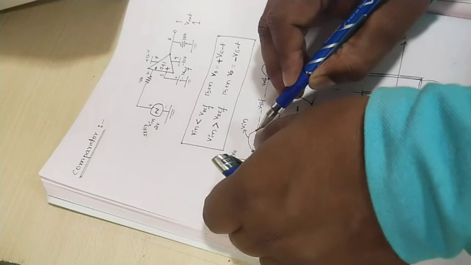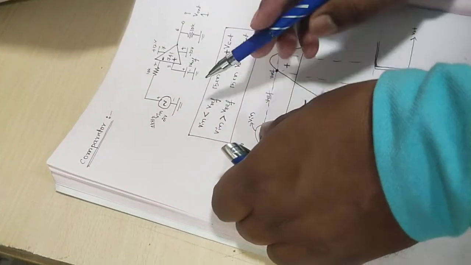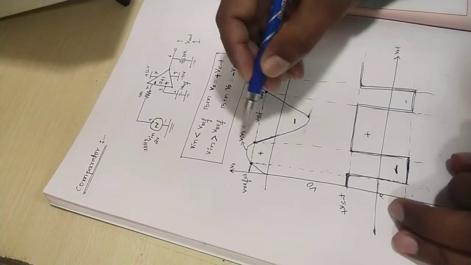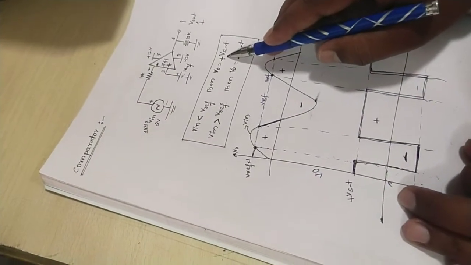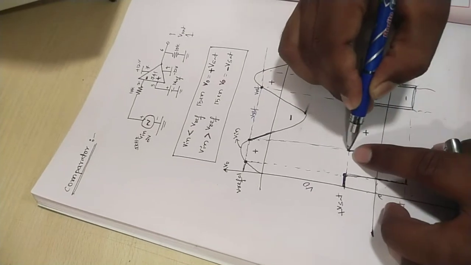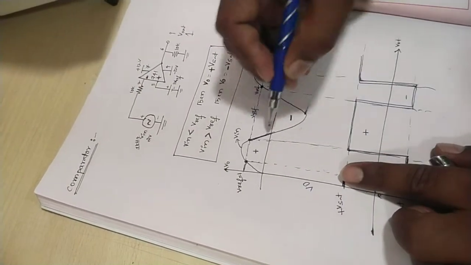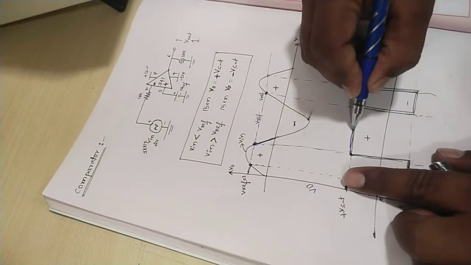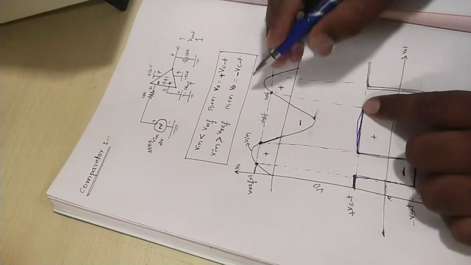Again after that, Vin is less than V reference. These are the less than voltages. So when Vin is less than V reference, the output will be plus V sat. From here to here, plus V sat indicates above the x-axis. From this point to this point we are getting the plus V sat.